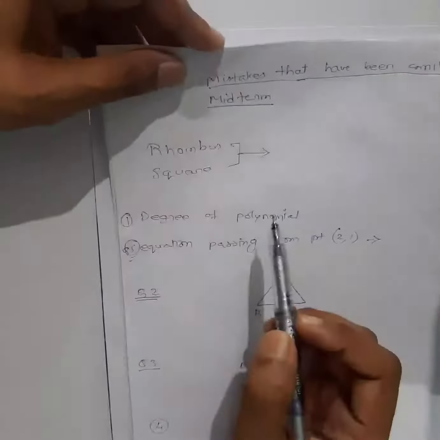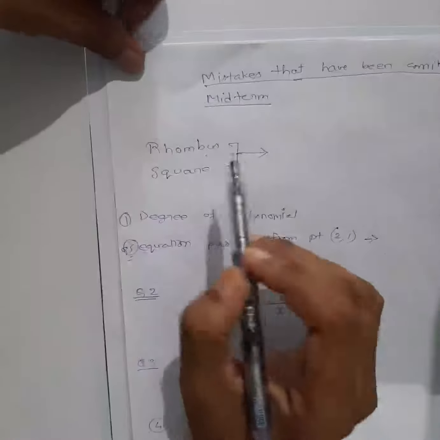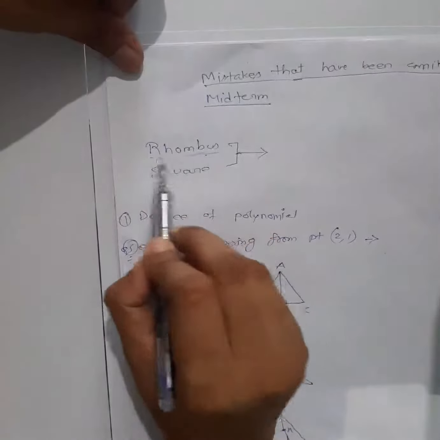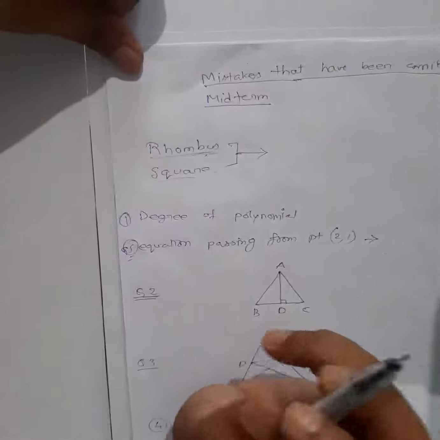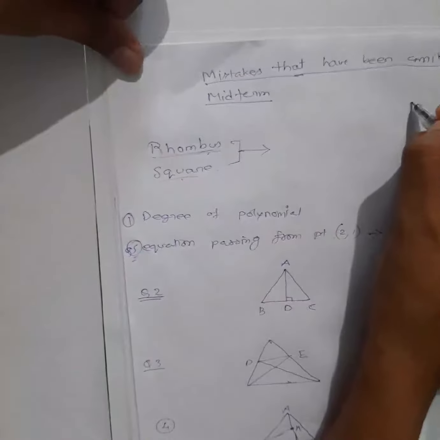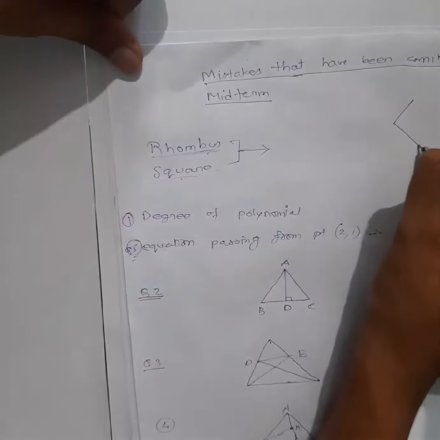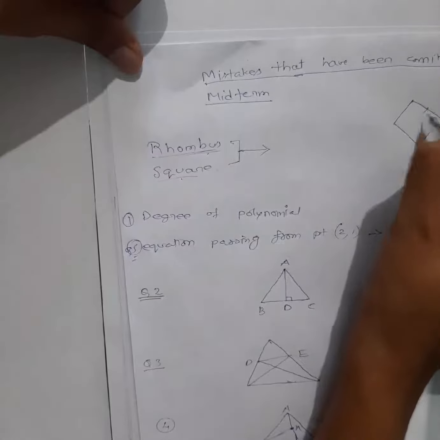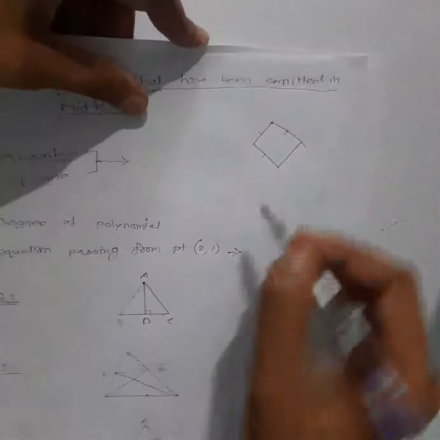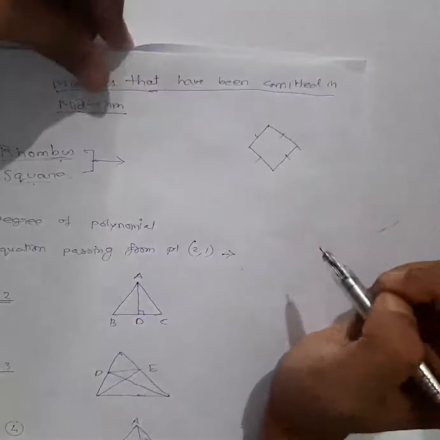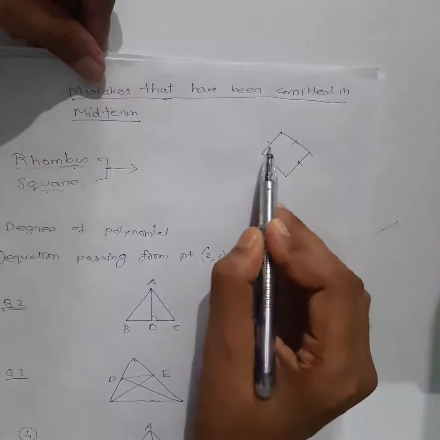First thing, most of you have made a mistake in the multiple choice question where the answer was rhombus; you have written square. The question was: if each side of a quadrilateral is the same, and quadrilateral means a four-sided figure, then what is this figure called? This figure is called a rhombus.